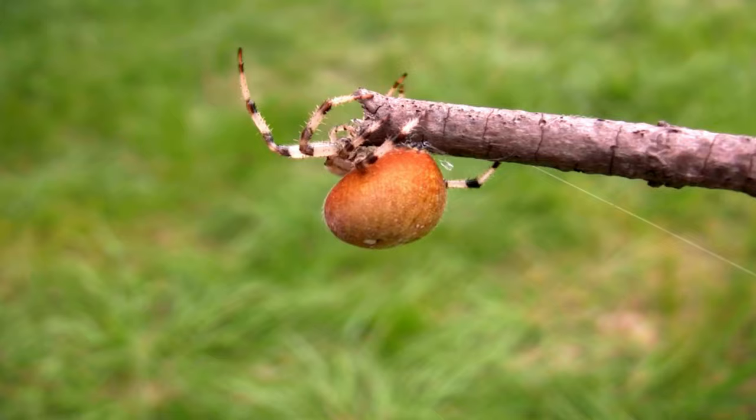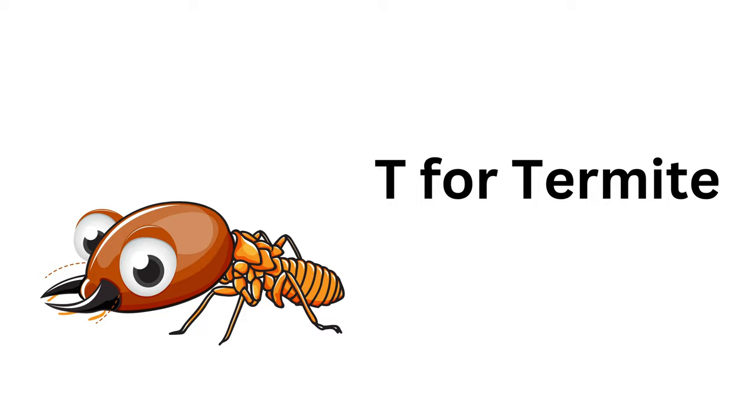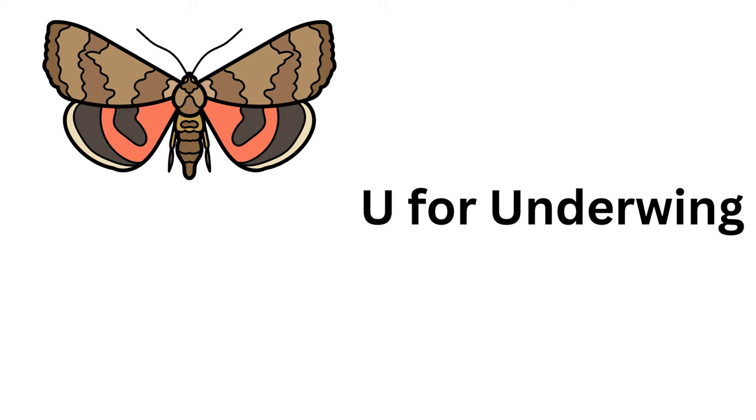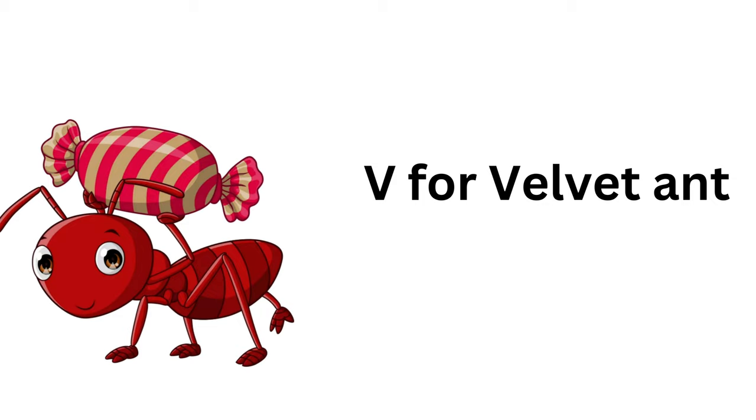T for termite. U for underwing. V for velvet ant.